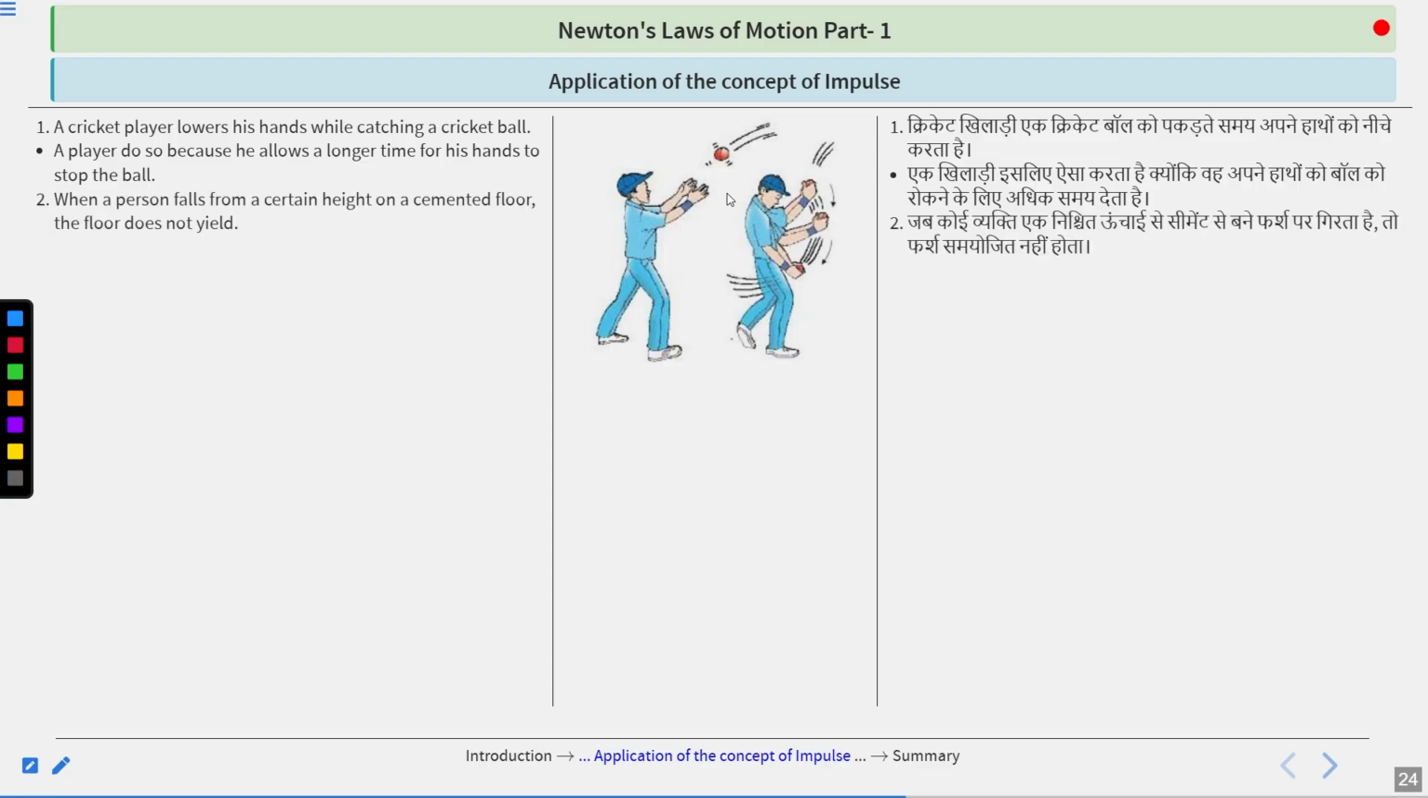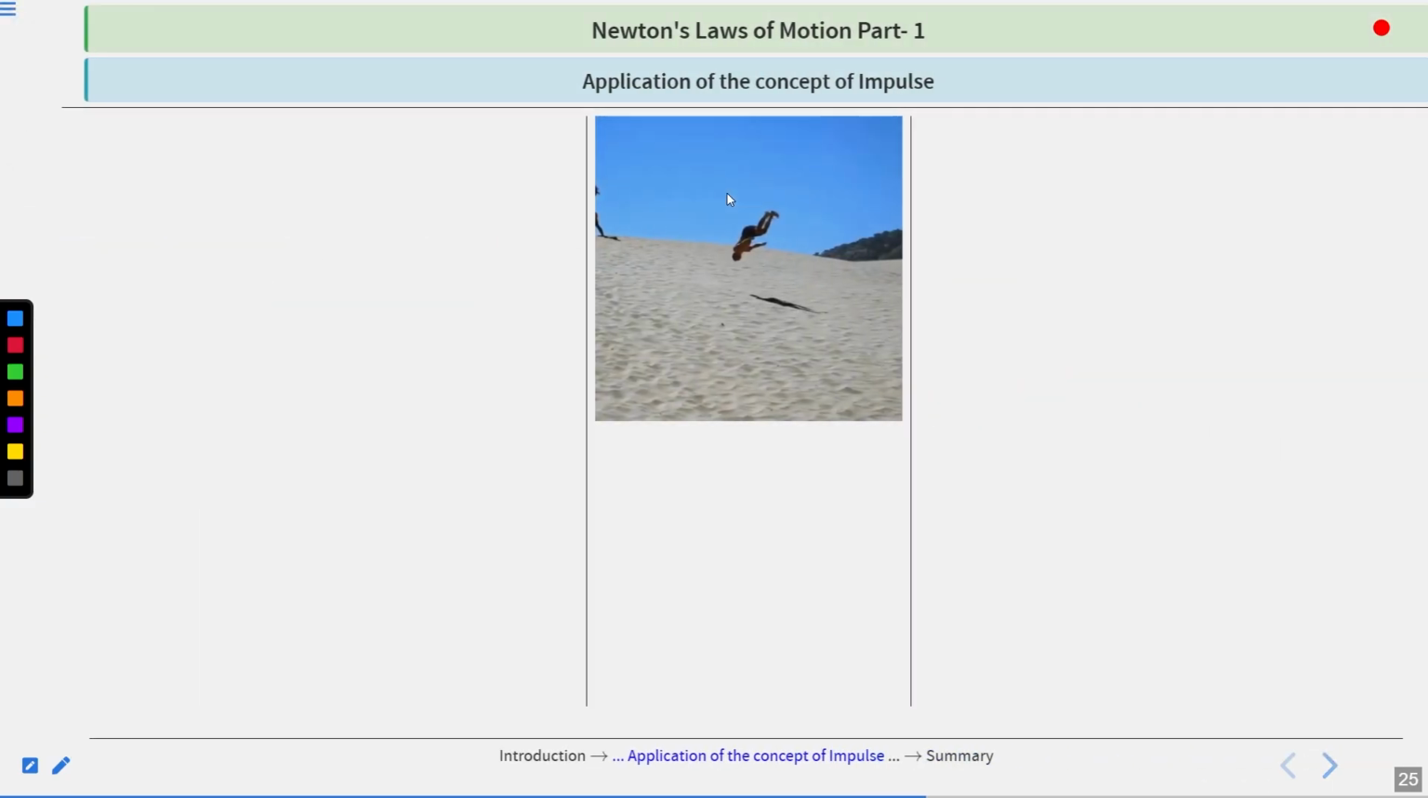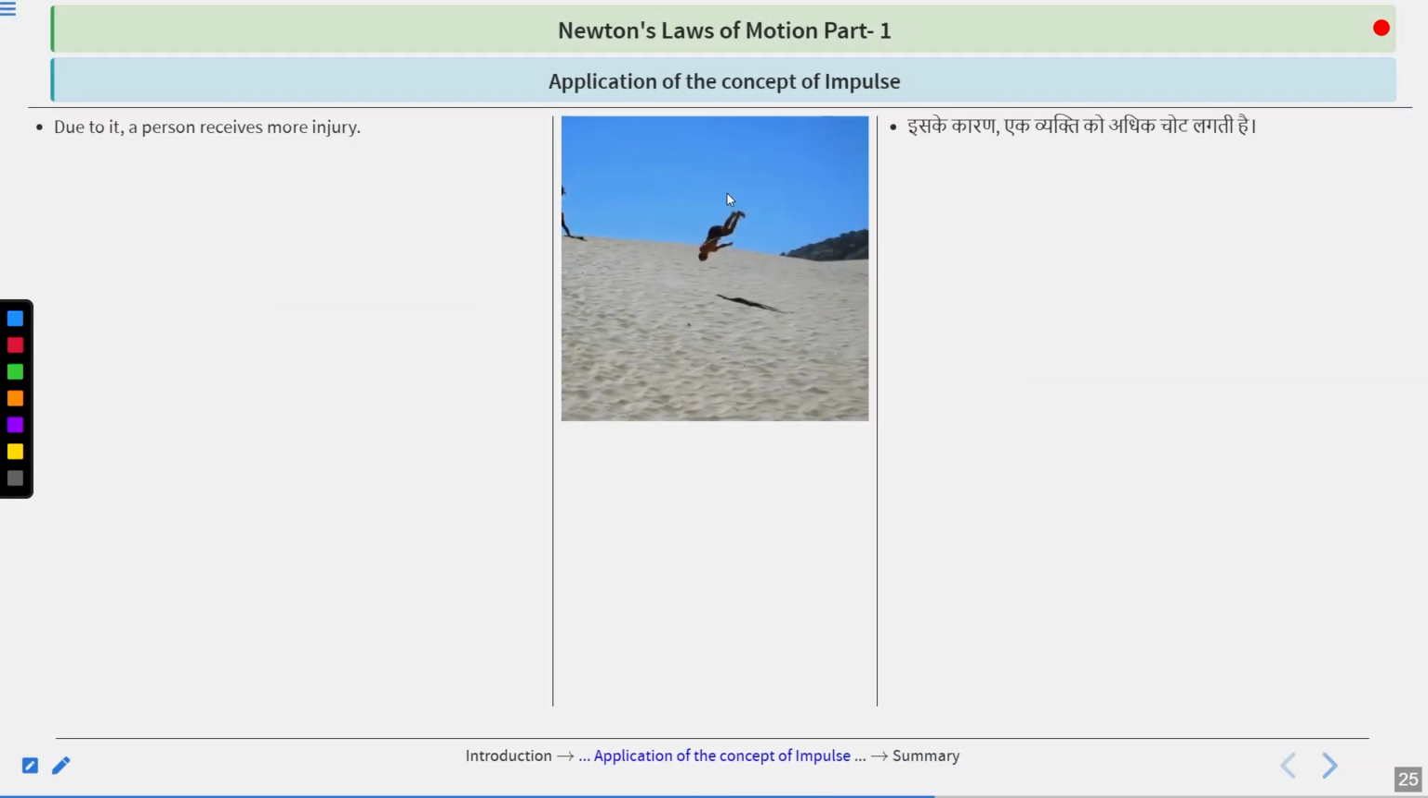When a person falls from a certain height on a cemented floor, the floor does not yield. The total change in linear momentum is produced in a smaller interval of time. Therefore, the floor exerts a much larger force on the person. Due to it, the person receives more injury. Why? Because he receives a higher impact of force.